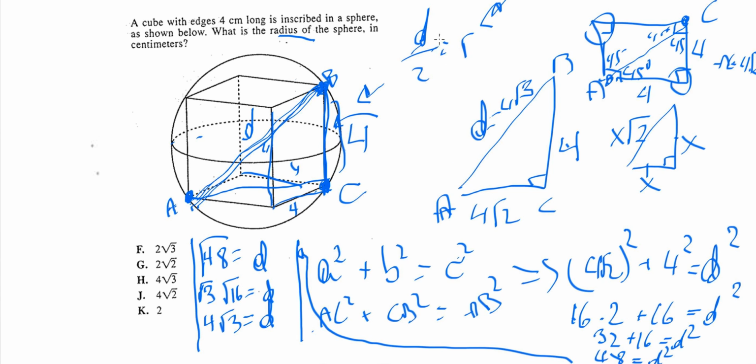But we want not the measurement of the hypotenuse or the diameter of the sphere, we want the radius. So we're going to have to divide it by 2 to get our radius. So r equals 4 root 3 over 2. Or otherwise, 2 root 3, which is answer choice F.